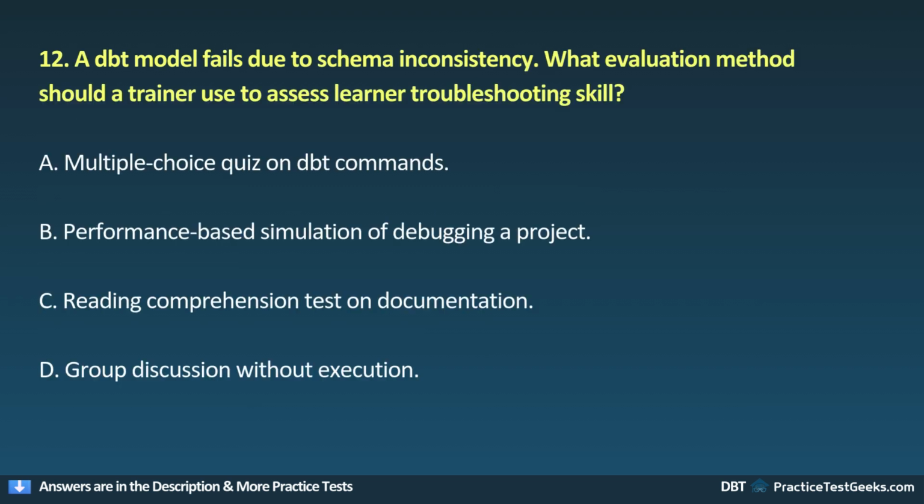12. A DBT model fails due to schema inconsistency. What evaluation method should a trainer use to assess learner troubleshooting skill? A. Multiple choice quiz on DBT commands. B. Performance-based simulation of debugging a project. C. Reading comprehension test on documentation. D. Group discussion without execution.